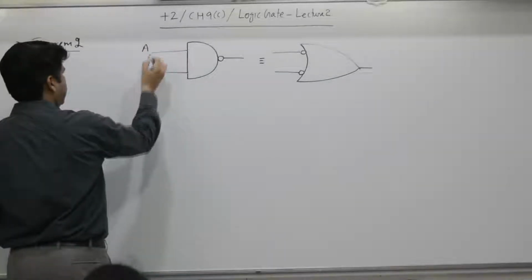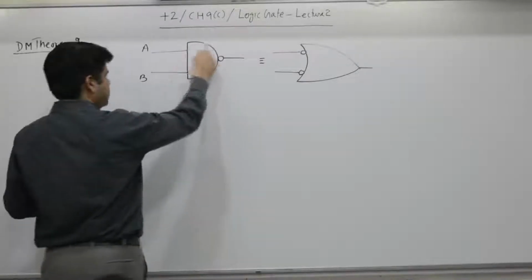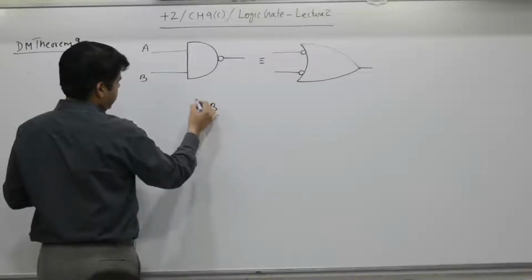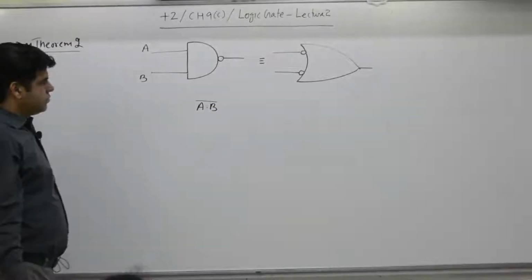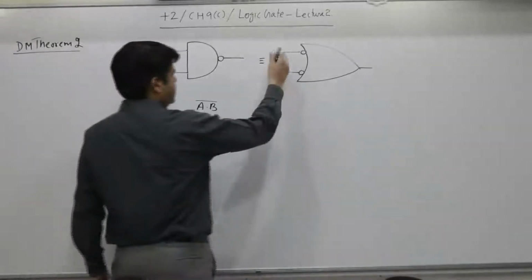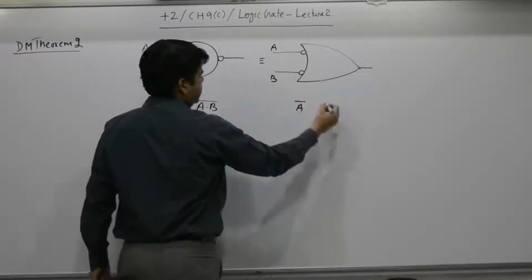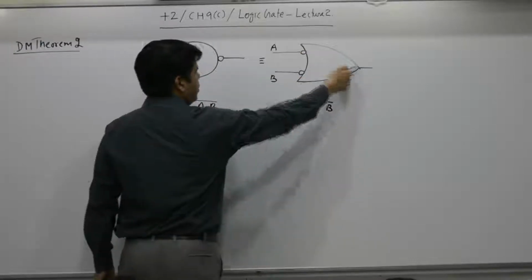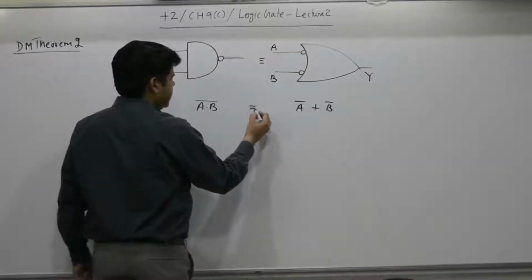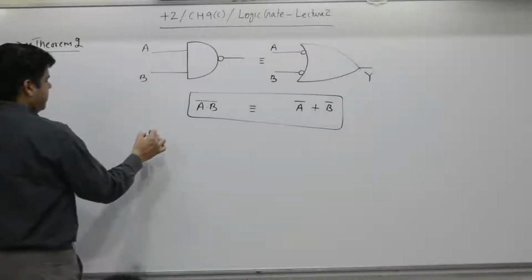Equation, let me try. A, B. What operation is this? The first part is AND operation, then it is NOT. A ANDed with B, then NOT. This is A, B: A complement, B complement, with the OR operation below. So at this point, we want to check whether it is the same or not. Truth table.